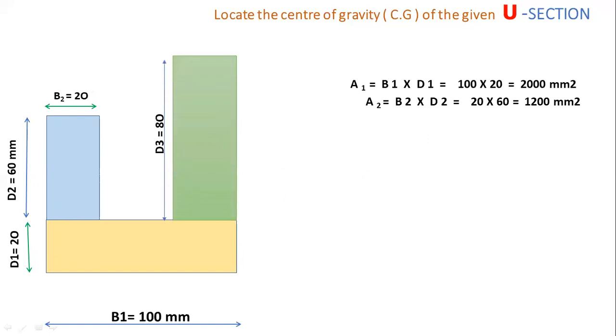Now D3 equal to 80 mm and base 3 equal to 30 mm. So the area for this third rectangle is A3. A3 equal to base into depth, 30 by 80 equal to 2400 mm square. A1, A2, A3 are the individual areas. The total area of a U section is equal to A1 plus A2 plus A3.